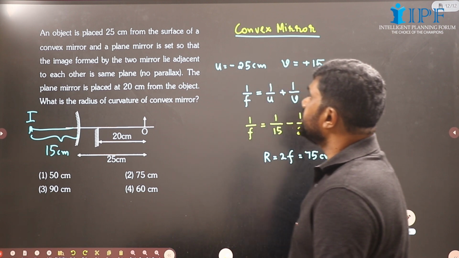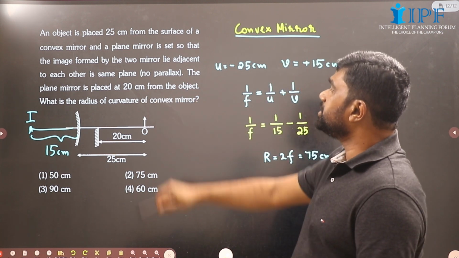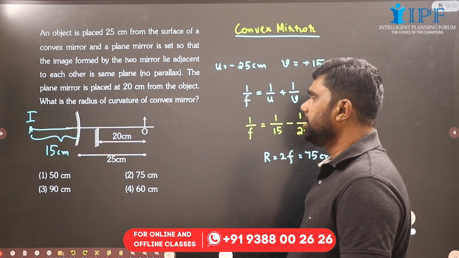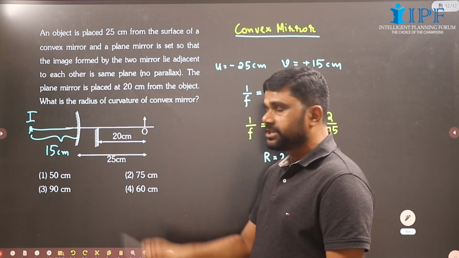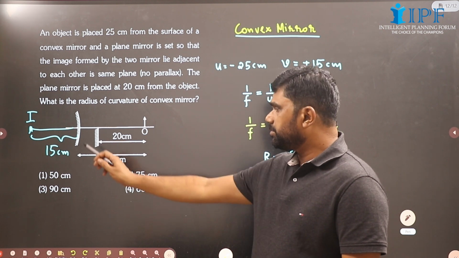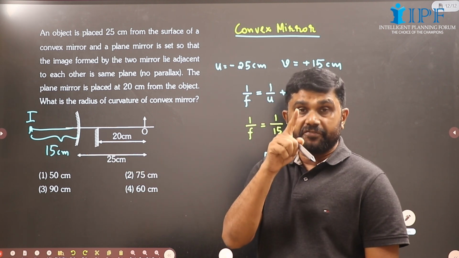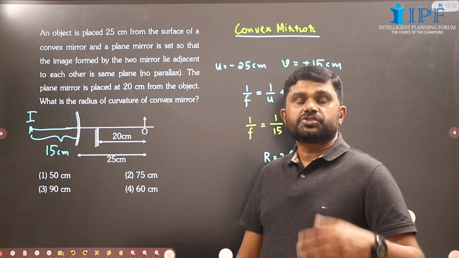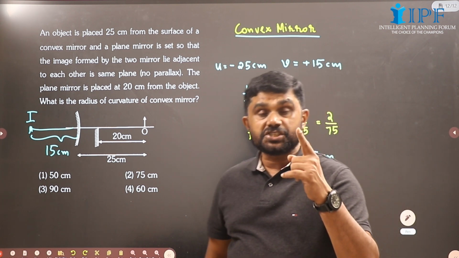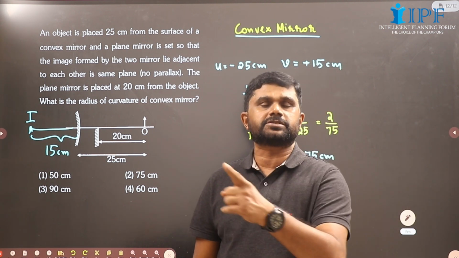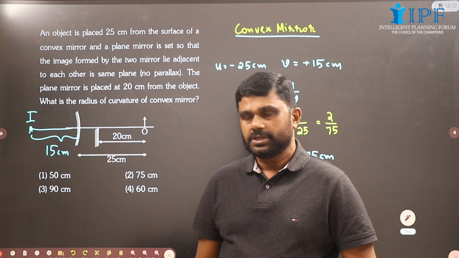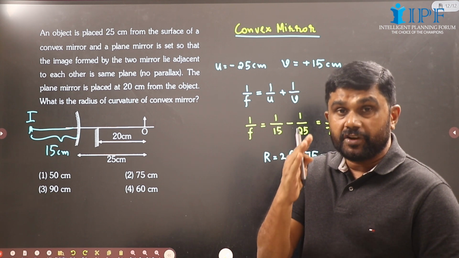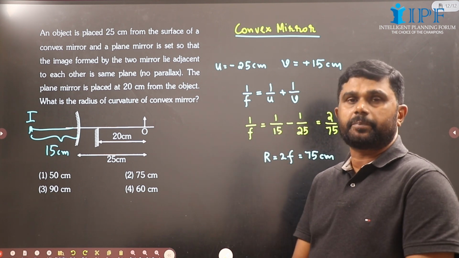Now let's see, the plane mirror is placed 20 centimeter from the object. What is the radius of curvature of the convex mirror? Now see, from the plane mirror to the object the distance is 20 centimeter. From the spherical mirror to the object it is 25 centimeter. So the separation between the two mirrors is 5 centimeter. Now for a plane mirror, the image is formed as far behind the mirror as the object is in front of it. The object and image in case of a plane mirror will be equidistant on either side of the plane mirror.